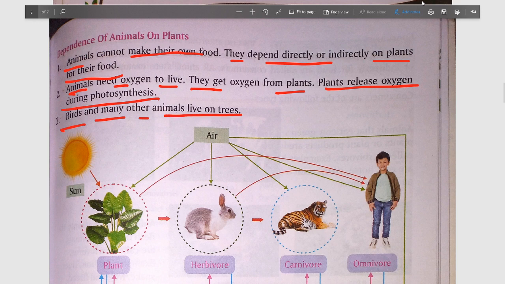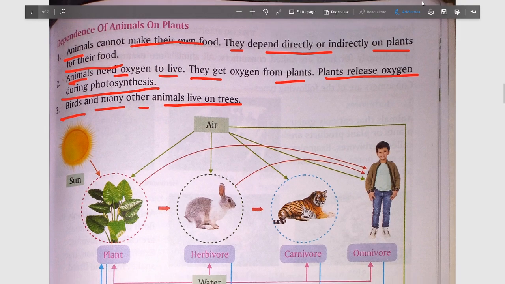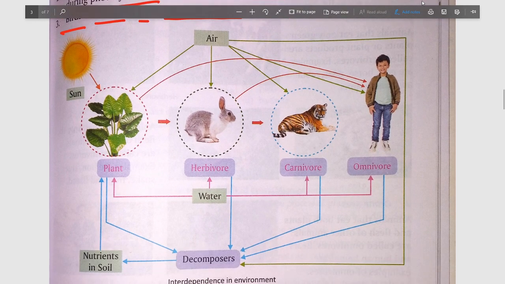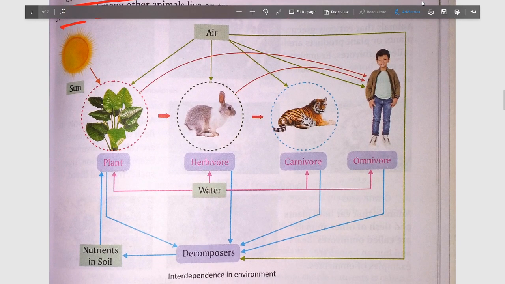So trees provide shelter for birds and other animals. So in this way also animals depend on plants. So these are some points. I hope that you have understood how plants and animals depend on each other for their basic needs.